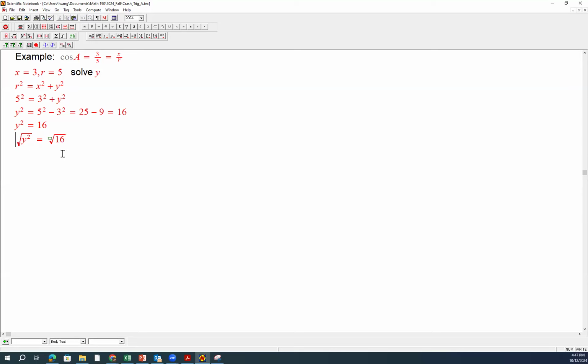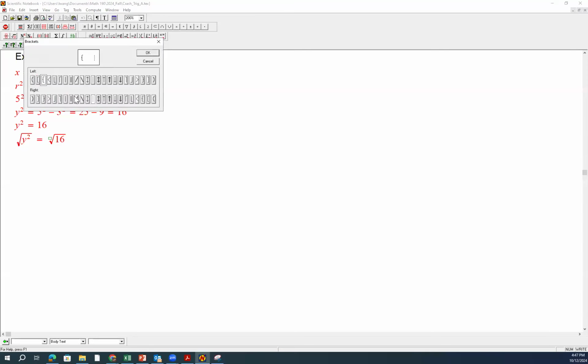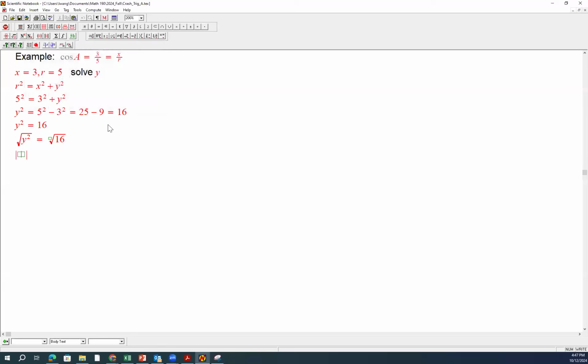So the square root of y squared is equal to the absolute value of y. So now I know you won't make the same mistake, right? So we're going to get 2 values for y. So y is either -4 or +4. So according to this information, we have x equals 3, y equals -4 or 4, r equals 5.